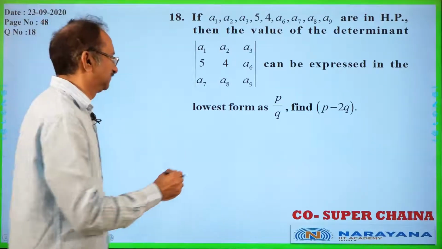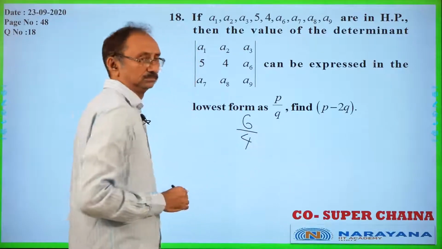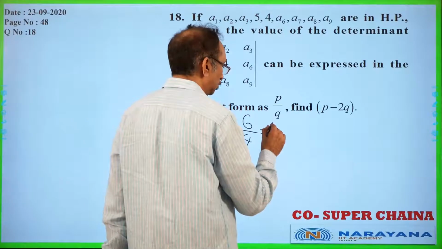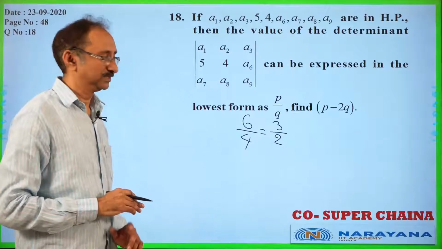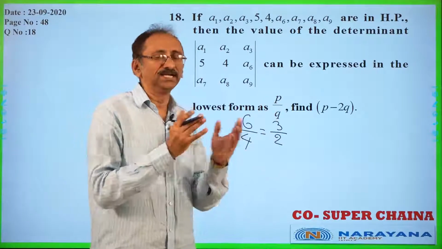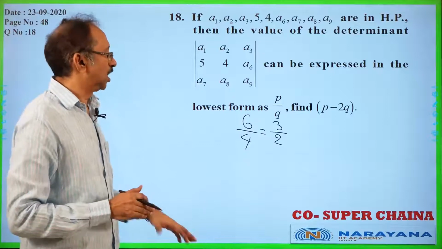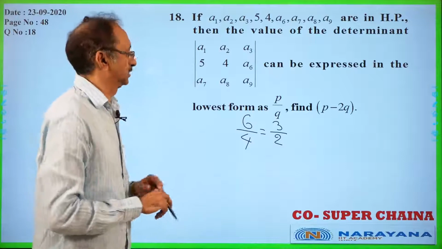What is meant by lowest form? Suppose it is 6 by 4. Then I have to simplify this, so cancelling 2 in the numerator and denominator, like this I have to write. That means P and Q are relatively prime. There is no common factor for P and Q. So after writing that, what is the value of P minus 2Q? That is the question.